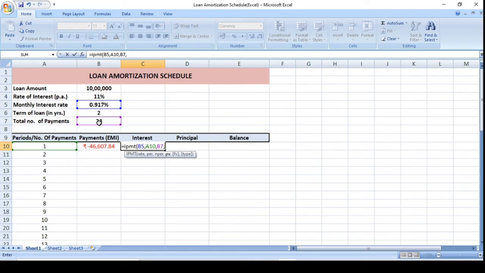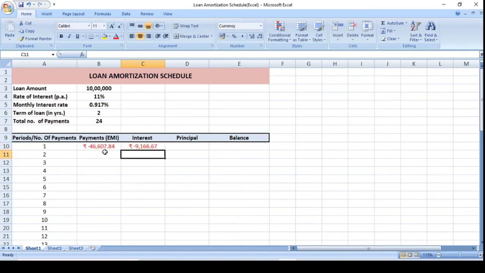comma, the present value, again it will be the same. If you are calculating this from the point of view of the lender, then you have to take this figure as negative, which I have already explained, comma, we require the future value. Again the future value will be 0, and the type of annuity, again 0, or you can ignore this. By default it will take it as 0. Closing the bracket, press enter. So out of 46,607.84, 9,166.67 is the interest component, and the remaining will be the principal component.